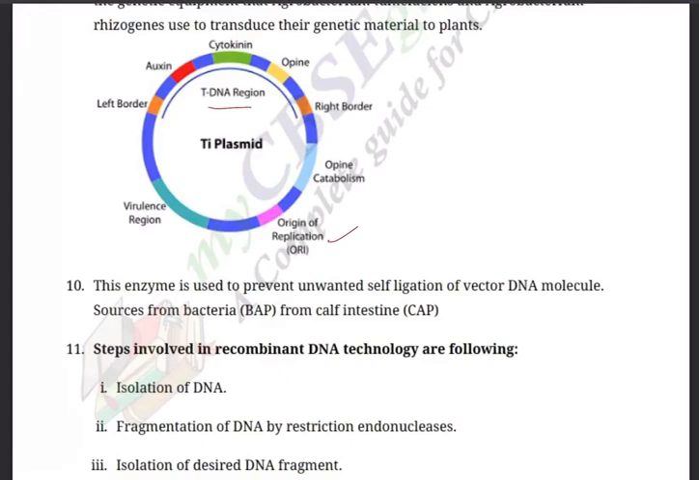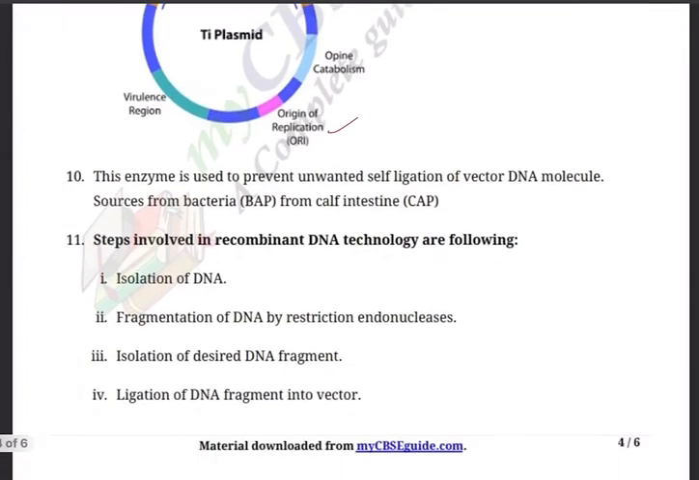Question 10. The enzyme used to prevent unwanted self-ligation of vector DNA molecules. Source from bacteria, BAP, from E. coli intestine. Question 11. Steps involved in rDNA technology. Very important expected question from this chapter.